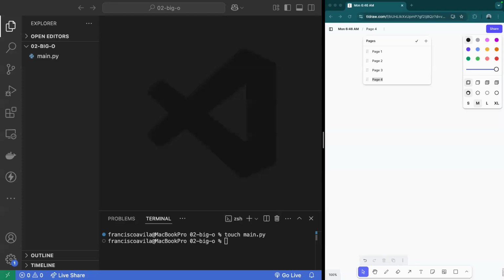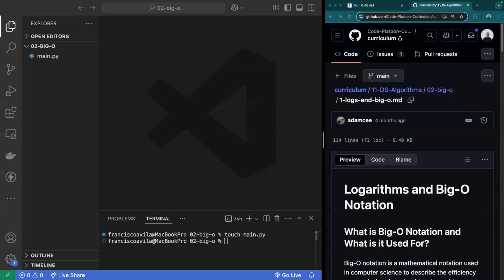All right, welcome everyone. Today we're going to be covering big O notation: how exactly big O notation works, how to read logarithms, and how it gets interpreted. I'm going to bring up our curriculum here so that we can take a look at it.